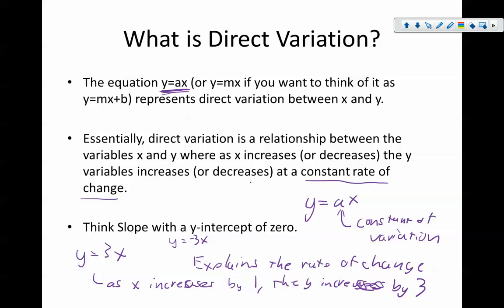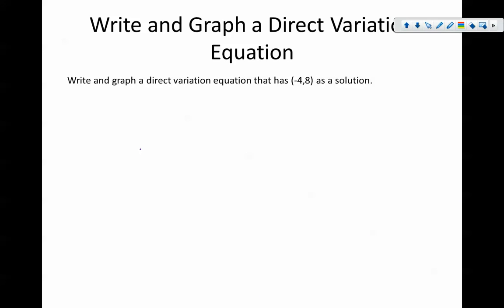That's the key. So direct variation is very, very similar to what we've already been doing with slope-intercept form and how we're talking about rate of change. It just doesn't include the b. It doesn't include a starting point. The starting point is always 0. Okay? So that being said, let's take a look at the following question.